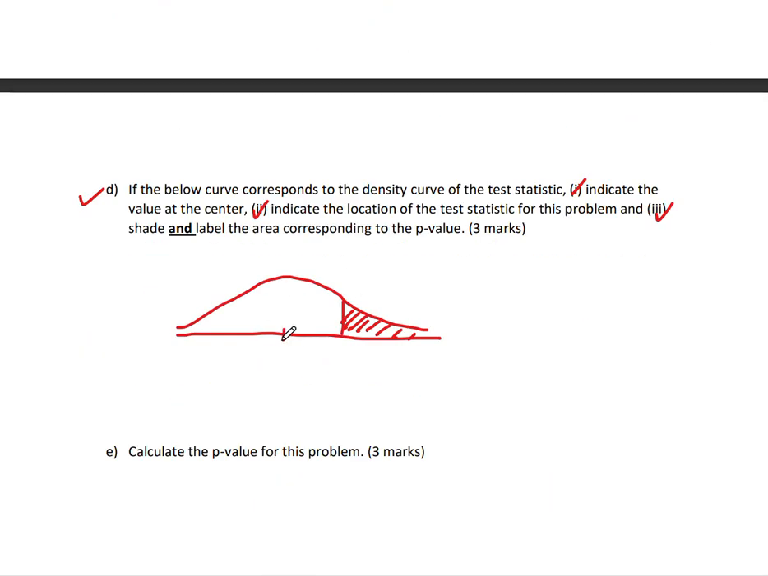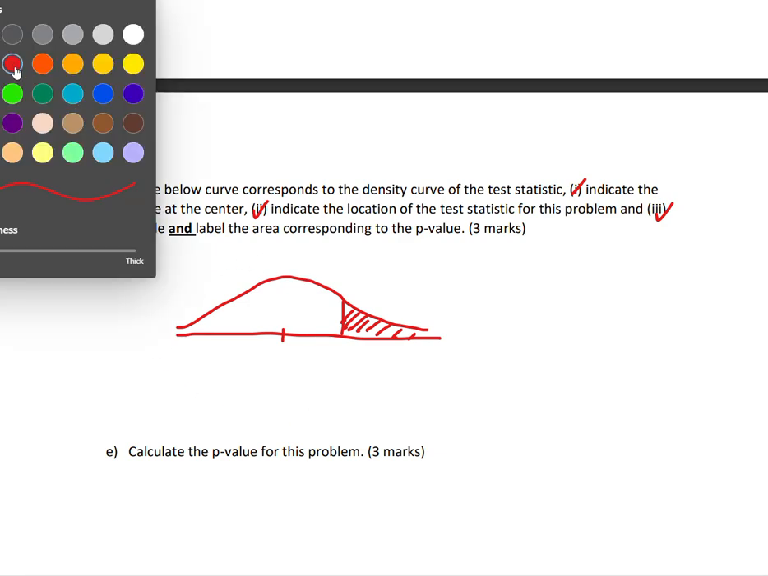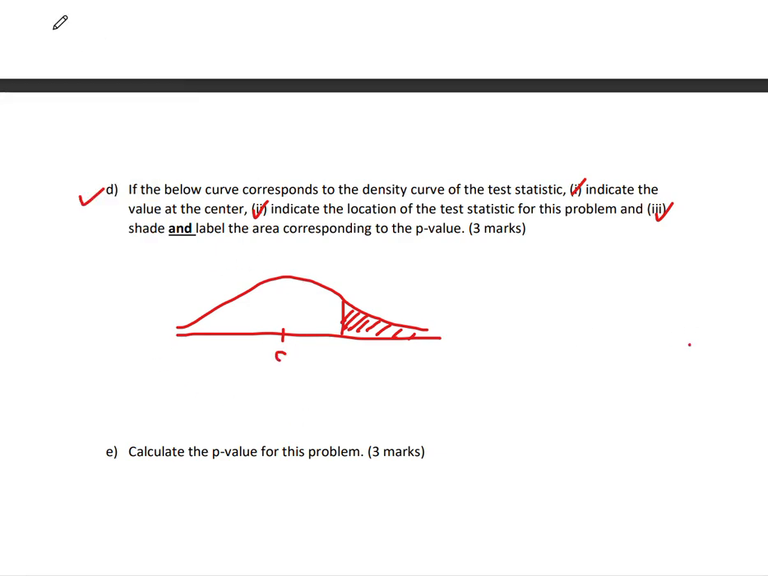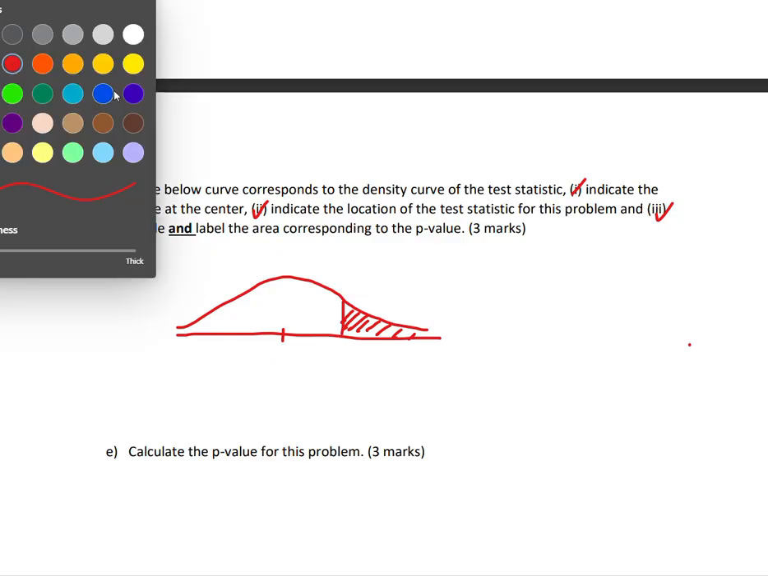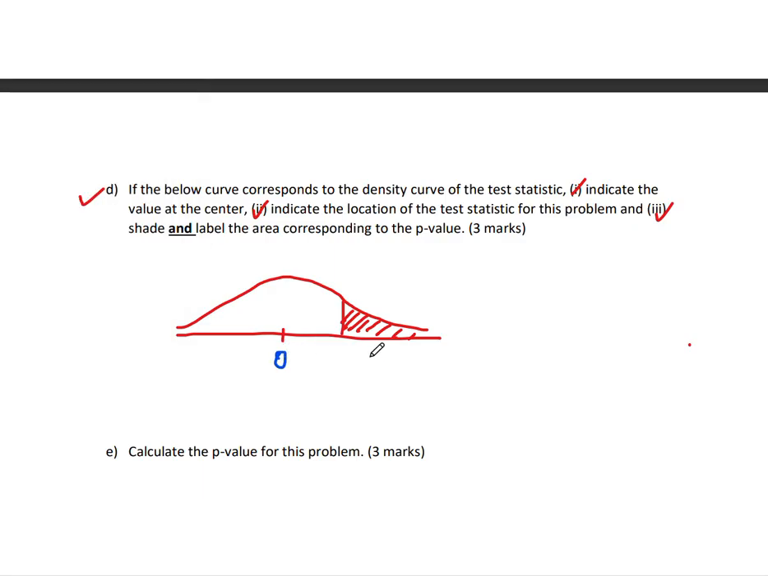Okay, so all we're asked to do here is to label this diagram. So we're going to locate the center. It says indicate the value at the center. The value at the center of the standard normal curve is always 0. All right, and we're asked to indicate the location of the test statistic and shade and label the p-value. So this is the location of the test statistic, 2.88. It's 2.88 here, which is located right here beyond the p-value. Okay, and that takes care of that.